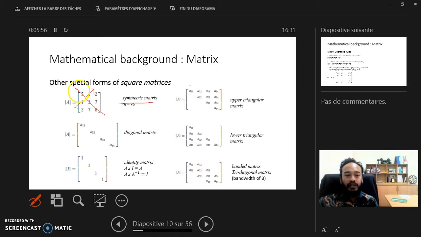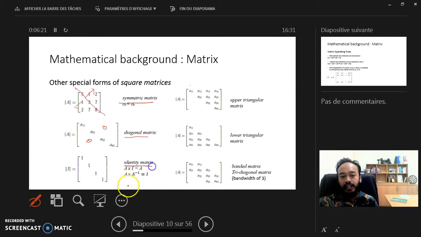For example, here you have the diagonal, which is 5, 3, 8, and on both sides the elements have the same numbers. Here it's 1, 1, 2, 2, 7, 7, right? So that's a symmetric matrix. The second one is what we call a diagonal matrix. A diagonal matrix is a square matrix where the only non-zero elements are on the diagonal. Other than that, they are all zero.